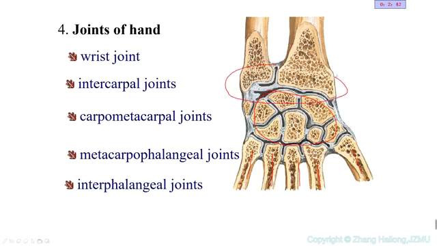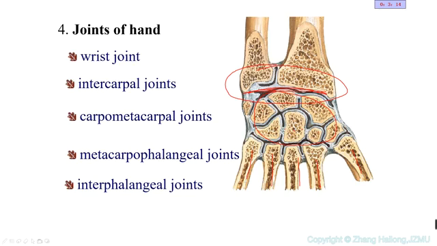Here is the wrist joint. The wrist joint is between the ulna, radius, and carpal bones. Our wrist joint can do flexion, extension, and rotation. And the second one, do you know how many carpal bones there are? How many? 1, 2, 3, 4, 5, 6, 7, 8. Yes, 8. There are 8 carpal bones.